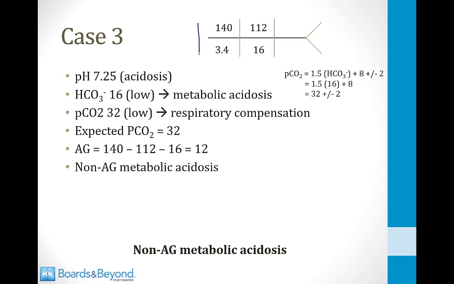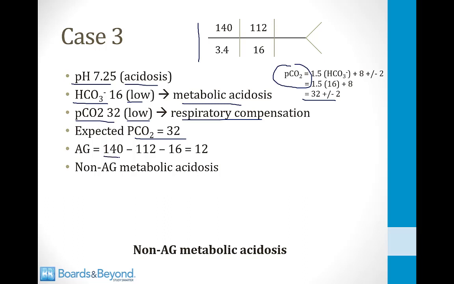So once again, I've shown the electrolytes at the top of the screen here. In this case, the pH is 7.25, so we have an acidosis. The bicarb is 16, which is low, so we have a metabolic acidosis. And the PCO2 is 32, which is also low, so we have respiratory compensation. Because this is a metabolic acidosis, we calculate the expected PCO2 by Winter's formula. I've shown the math for that here. And the expected PCO2 is 32 plus or minus 2, which matches our actual PCO2. So we do not have a secondary acid-base disorder present.